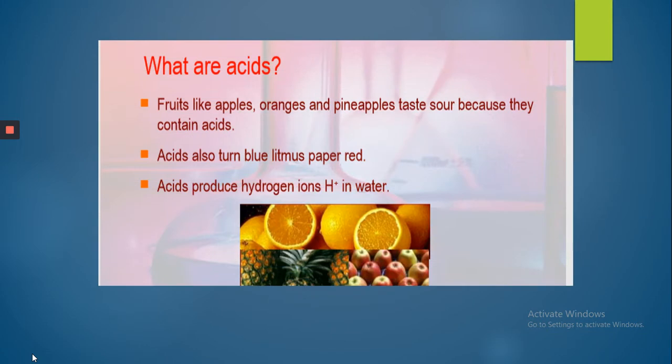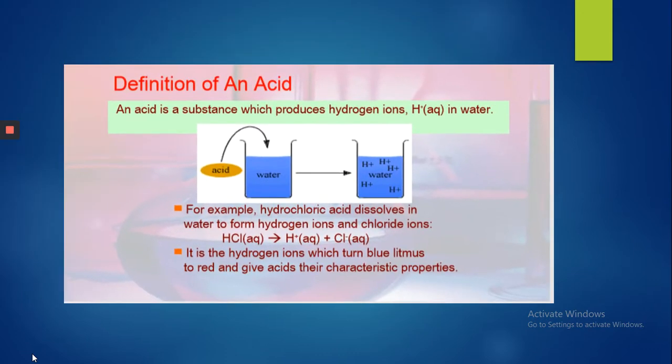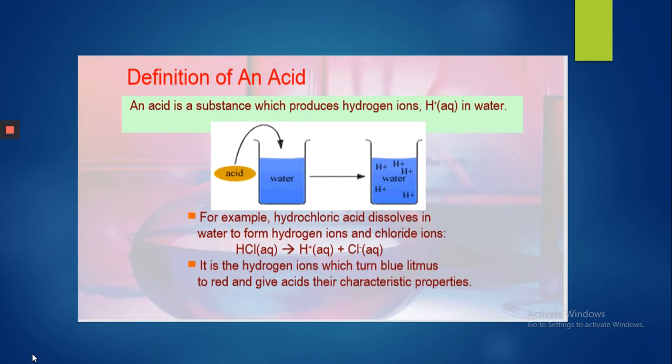What are acids? Fruits like apples, oranges and pineapples are all sour in taste. Why? Because they contain acids. Acids also turn blue litmus paper red. Acids produce hydrogen ions when we dissolve them in water. We can define an acid as a substance which produces hydrogen ions when dissolved in water.